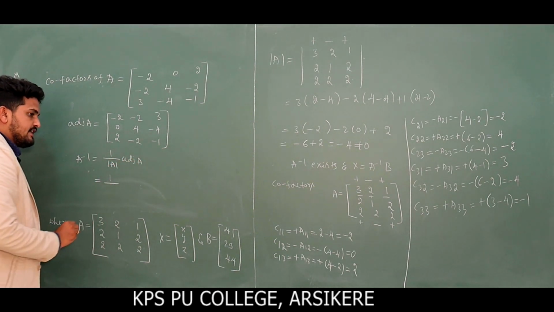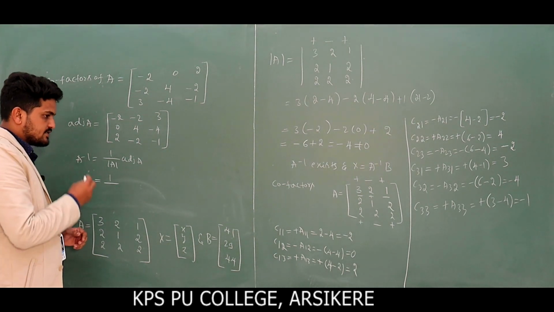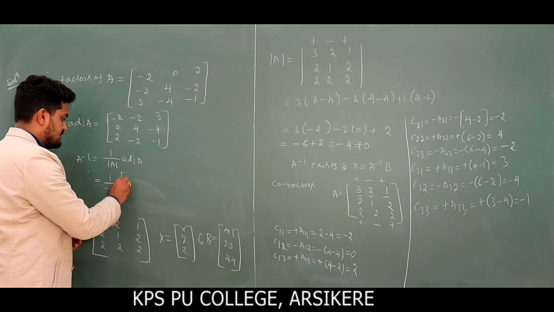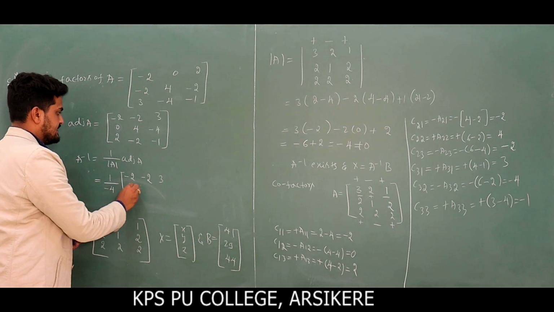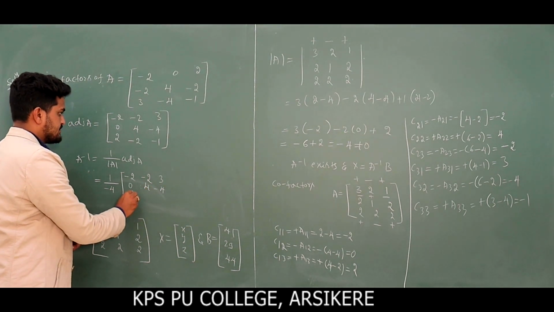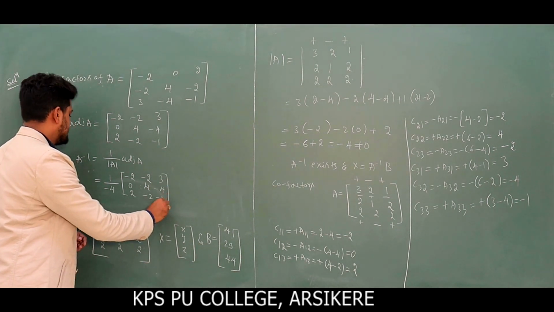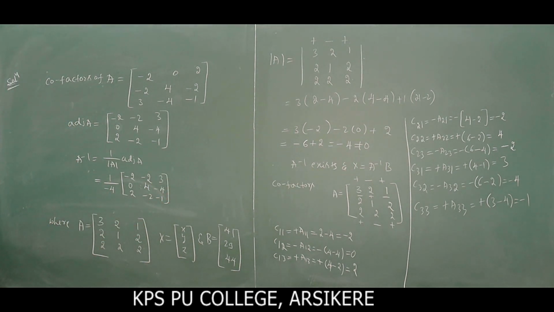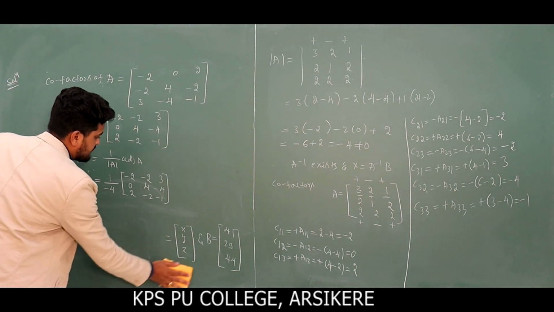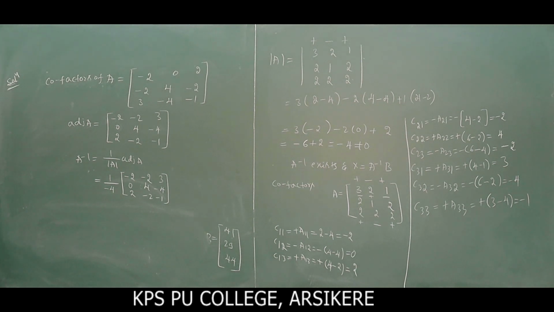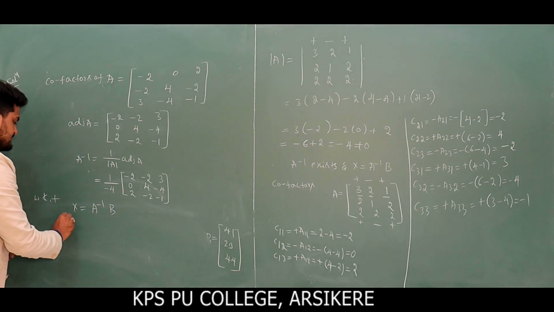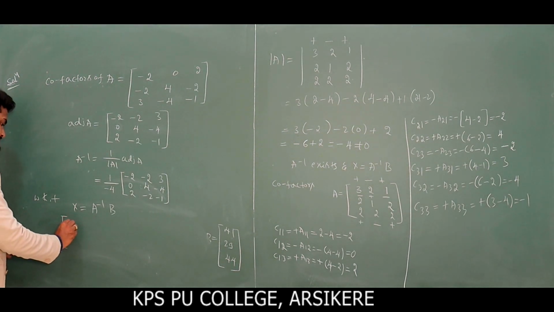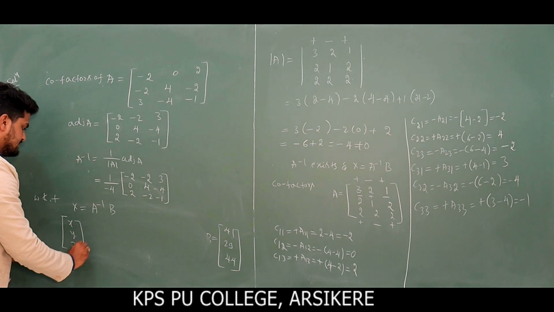So the determinant of A value we got is minus 4, into adjoint A value: minus 2, 3, 0, 4, minus 4, 2, minus 2, minus 1. So this is the value of A inverse. But we have to find the XYZ value. So we know the formula, X is equal to A inverse into B. So X is nothing but XYZ, 3 variables, with the A inverse value.